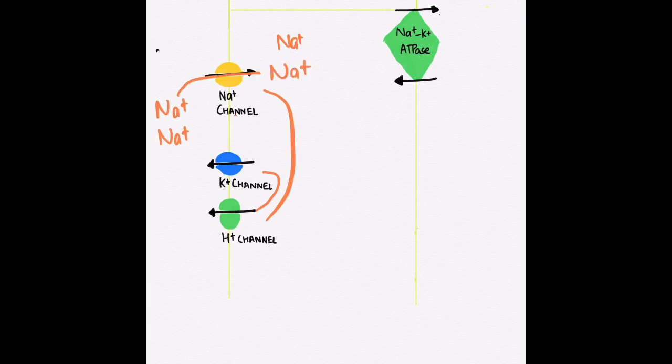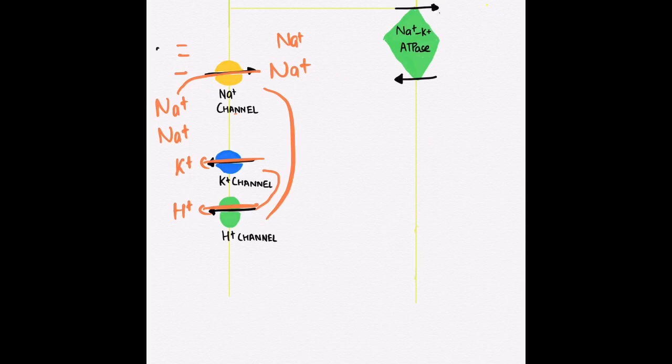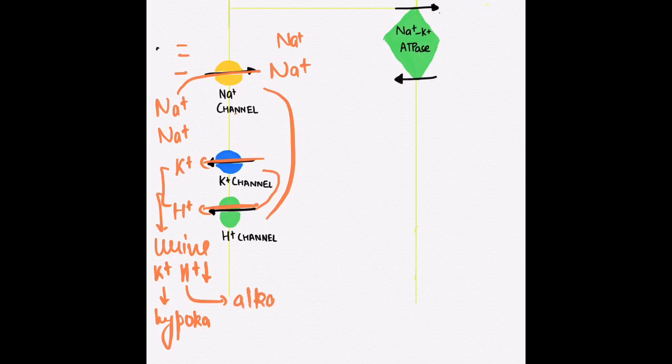As more and more sodium moves into the cell, it makes the luminal charge relatively more negative and draws the positively charged potassium ion and hydrogen ion. Now, as these ions enter the lumen, they both will be excreted out via urine. As this causes a net loss of potassium and hydrogen ion from the body, it would lead to hypokalemia and alkalosis, respectively.